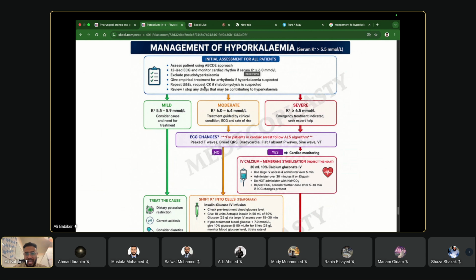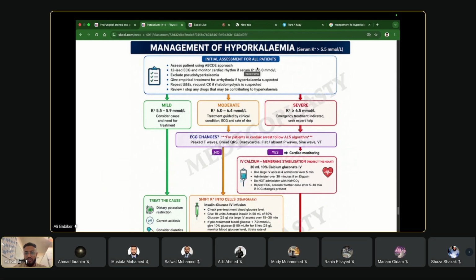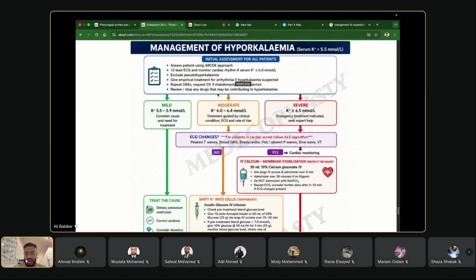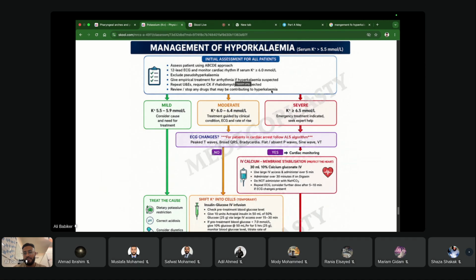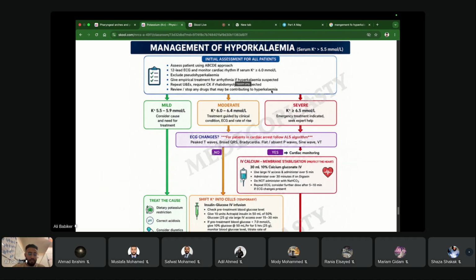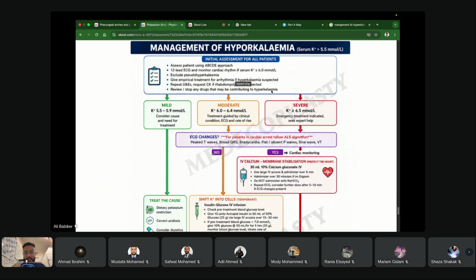Repeat urea and electrolytes and request creatine kinase if rhabdomyolysis is suspected, because rhabdomyolysis is one of the common causes of hyperkalemia. Review and stop any drug that may be contributing to hyperkalemia. Meaning, you should stop what we mentioned earlier, like angiotensin converting enzyme inhibitors and all these drugs.